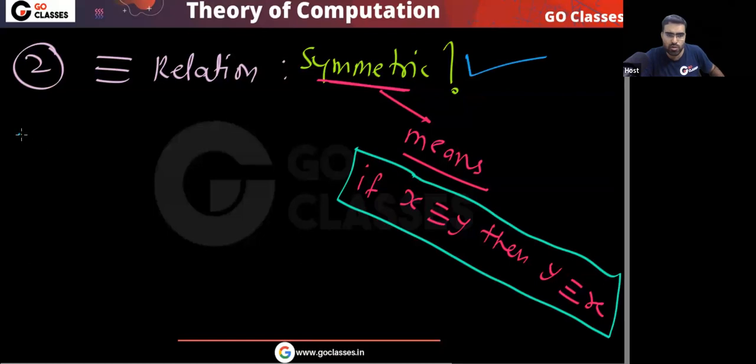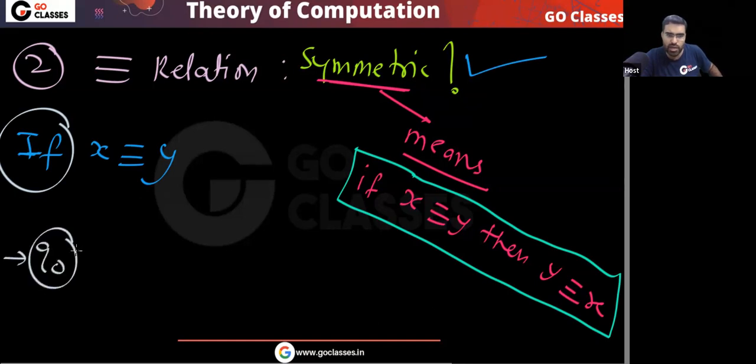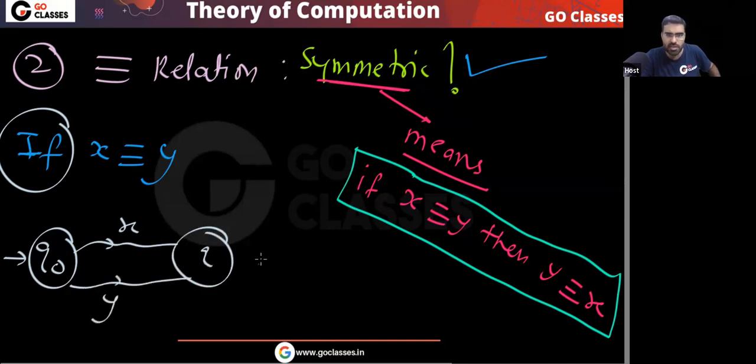Because notice, if X is equivalent to Y, then I can say that on X you are going to state Q, and on Y you are going to state Q. They are going to the same state, so Y is also equivalent to X. Very simple. So this is symmetric also.